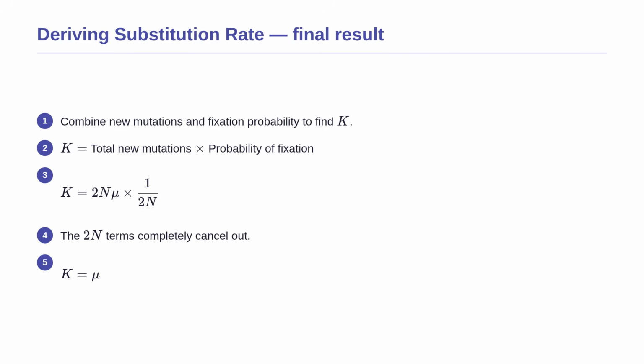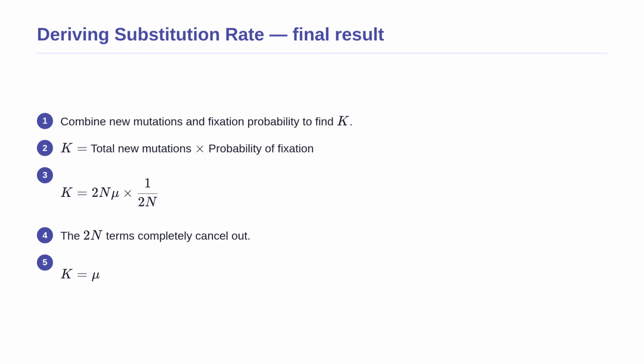This brings us to the final step of our proof, where we combine our 2 concepts. To find the overall rate of substitution, K, we multiply the number of new mutations created each generation by the probability that any one of them will actually fix. We substitute our expressions: 2n times mu, multiplied by 1/2n.